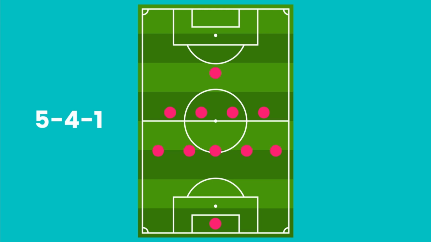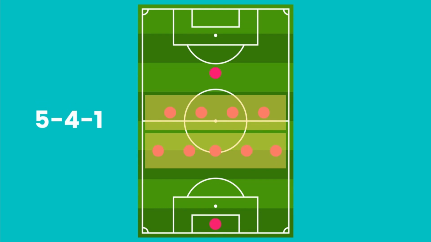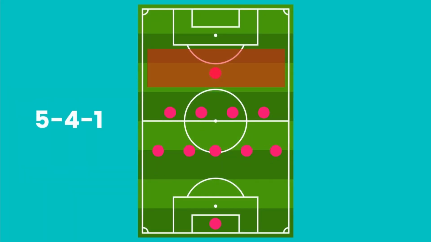A 5-man defense, a 4-man midfield, a lone striker, the defensive bulwark is complete. The 5-man defensive line can protect the width and depth, while the 4 men in front ensure dominance in midfield. Here, too, the disadvantage is that the striker is left alone.